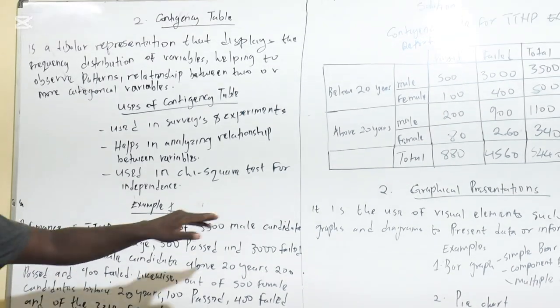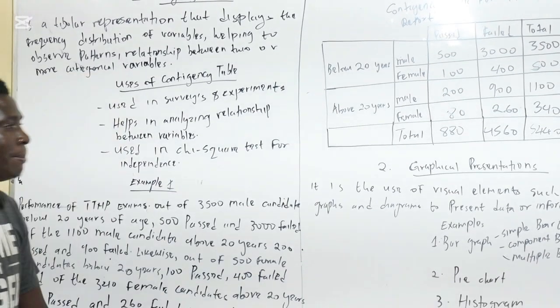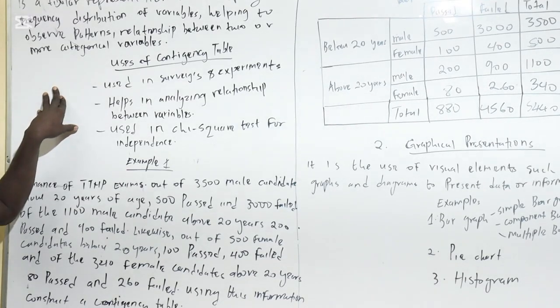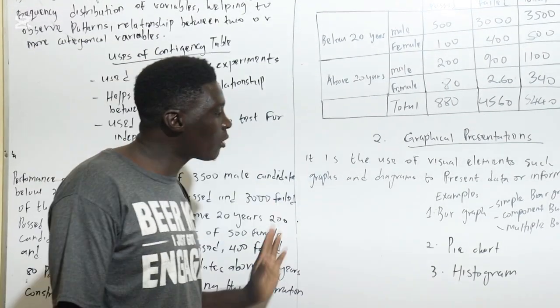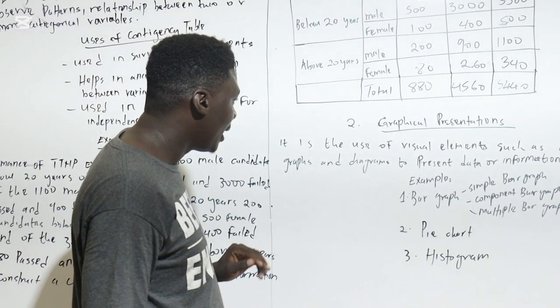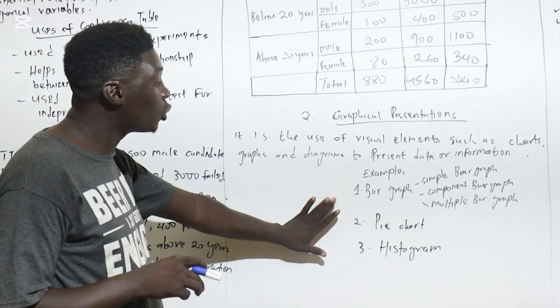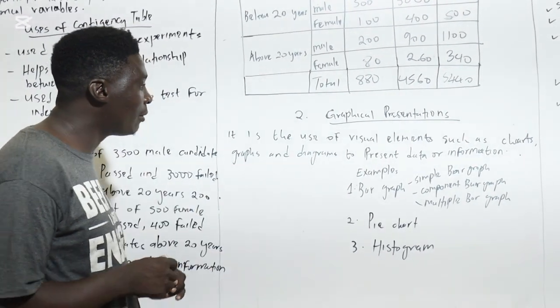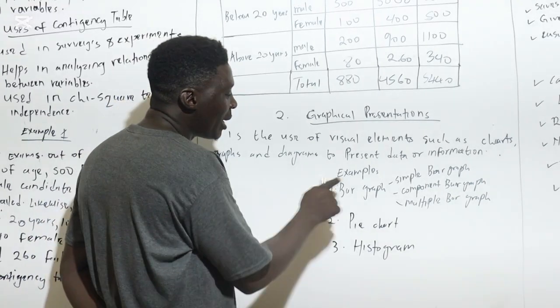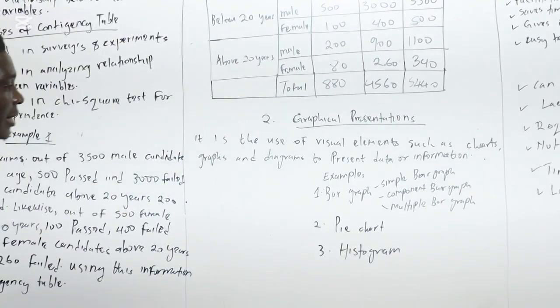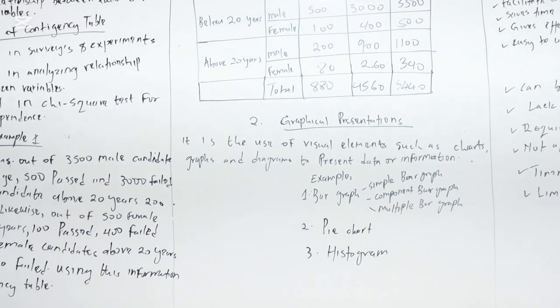Now I'll enter the second part, that is graphical presentation of the data. I'm done with the table, so now I will be at the graphical part. I'll only cover three types which are more important and usually set in the exam at this level: bar graph, pie chart and histogram.